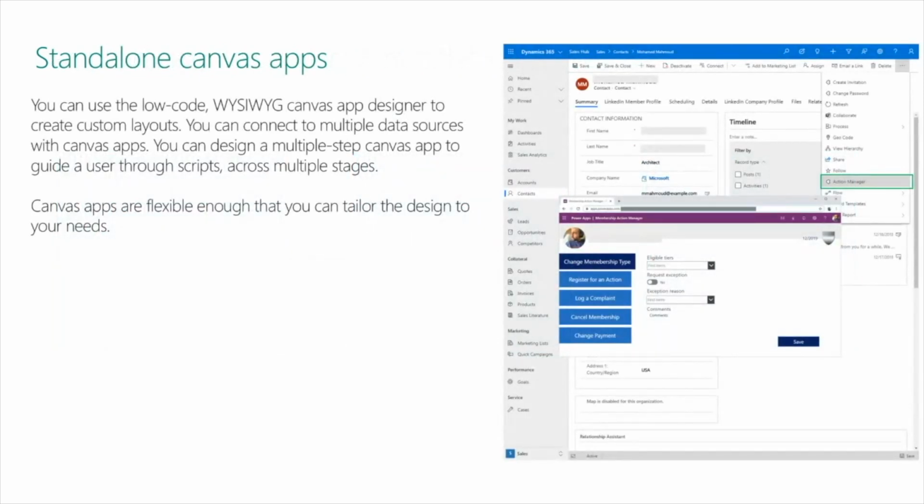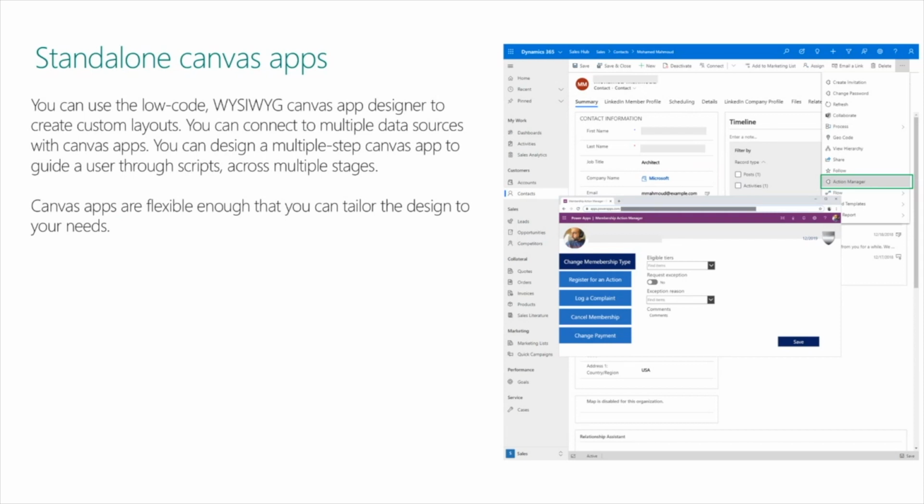So if we want to replace this in a like-to-like wizard-like experience, probably a standalone Canvas app is a really good starting point for you. So you can use the low code, what you see is what you get, Canvas app designer to create a custom layout. This really puts you in full control of how you want the user experience to look.